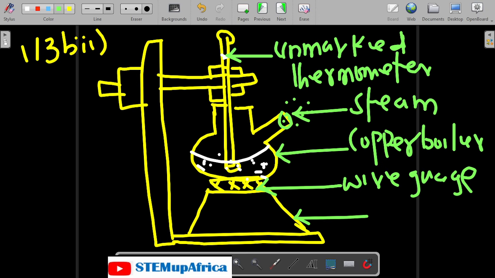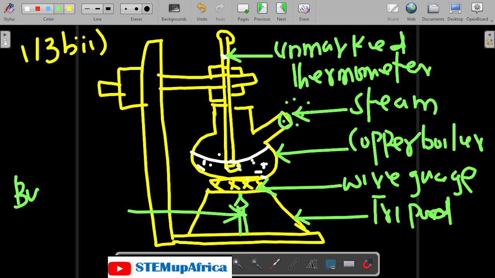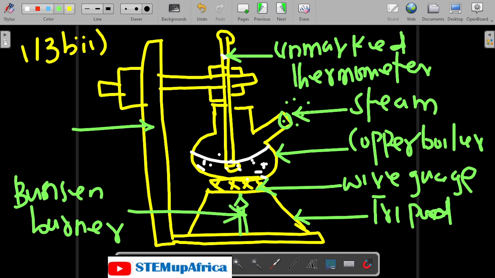Here we have the source of heat. Here we have the tripod. Here we have the Bunsen burner. Then here we have our reactor stand. So this is the diagram. So also check it out.